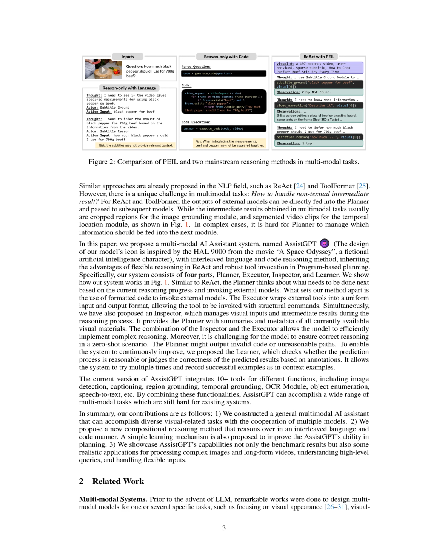Given the complexity of ensuring correct reasoning in a zero-shot scenario, we introduced the learner. This component checks the reasonableness of the prediction process and the correctness of predicted results, enabling continuous improvement of the system. The current version of AssistGPT integrates over 10 different tools, including image detection, captioning, region grounding, temporal grounding, OCR module, object enumeration, speech-to-text, and more. When these functionalities are combined, AssistGPT can handle a wide variety of multimodal tasks that remain challenging for existing systems.